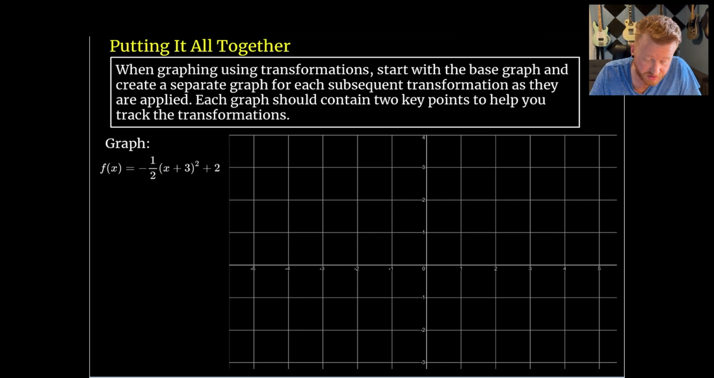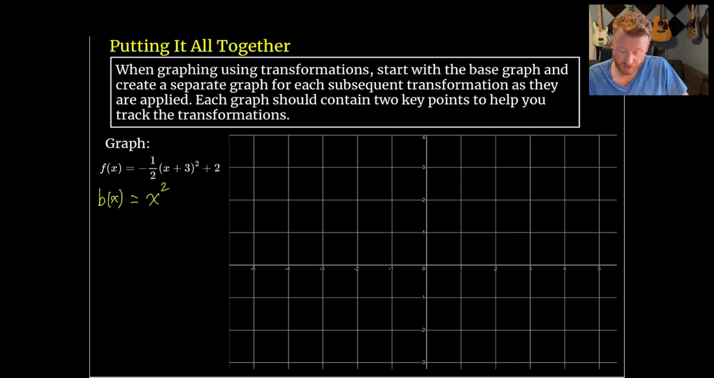So in the instructions here, it's asking us to graph. We're going to start with the base graph. So the base graph here, or sometimes I call that the parent graph, we'll call it the base graph here. The base graph, I'll call it b of x for base graph, is going to be just our standard old x squared graph here. So let me just get that on this graph, and then we can go from there.